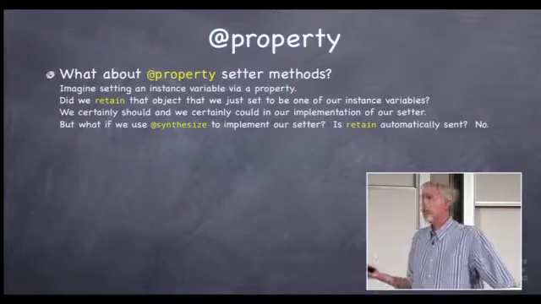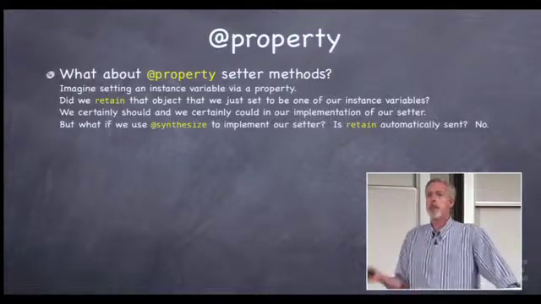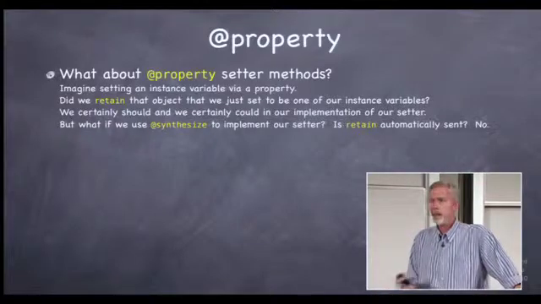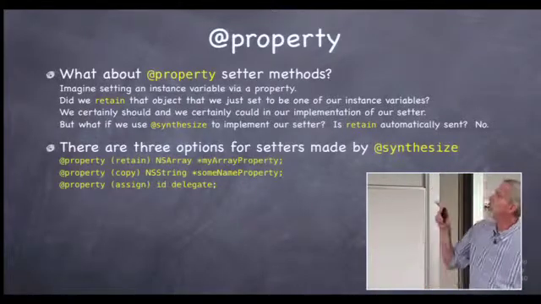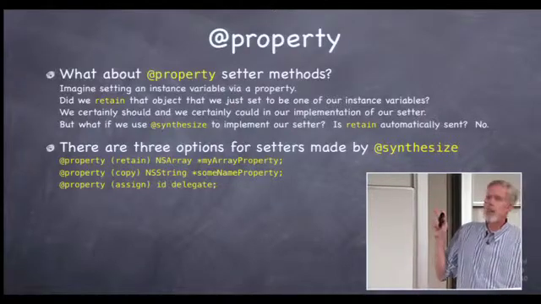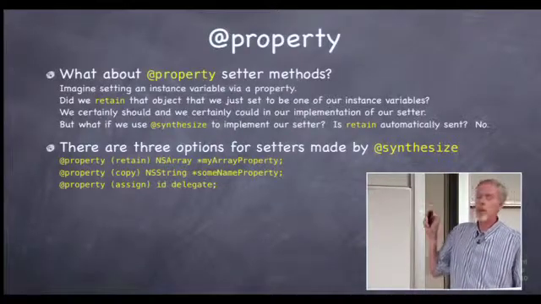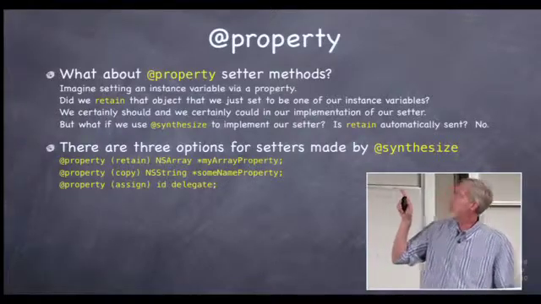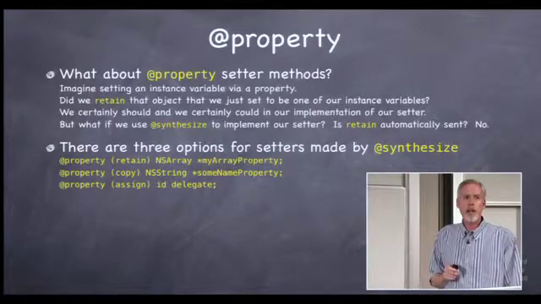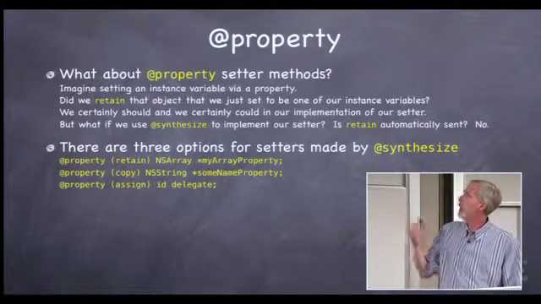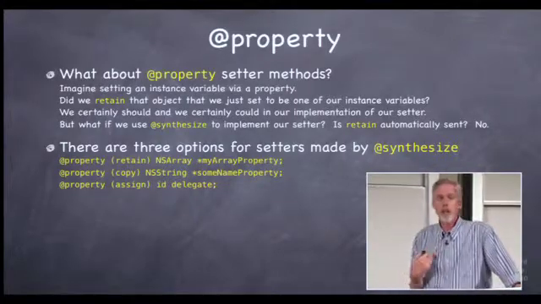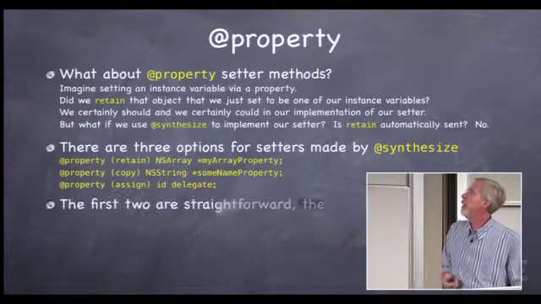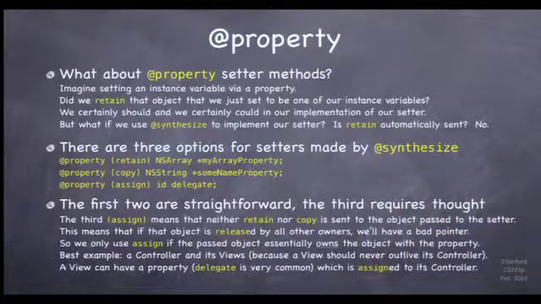But what about @synthesize? Because it makes that setter for you. How do you make it retain? It's not done automatically. Instead, you have to use this notation: @property (retain) NSArray *myArray. So this is a property, it's an array, and the setter that synthesize makes is going to retain that thing. The second line, copy, is the same thing, except it's going to copy it. You would normally use that with a string, NSString *. And then the third one is assign. That's when it's not going to retain or copy it.